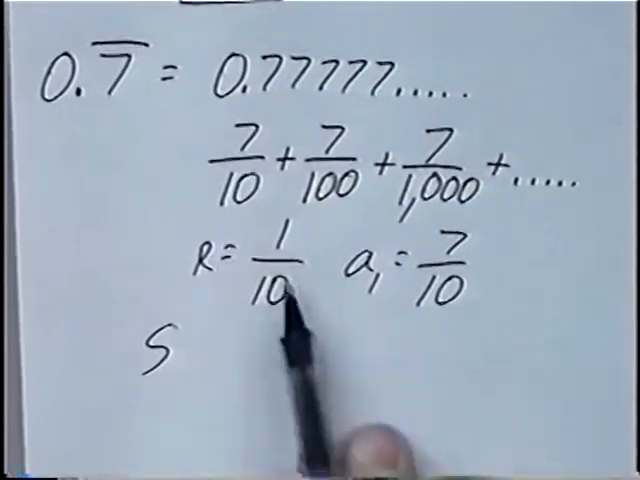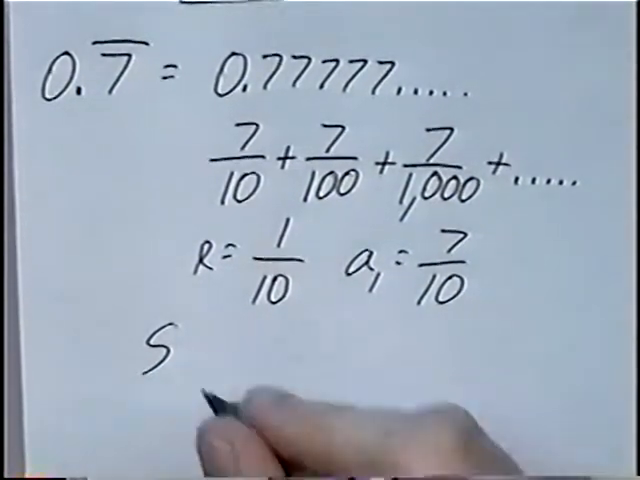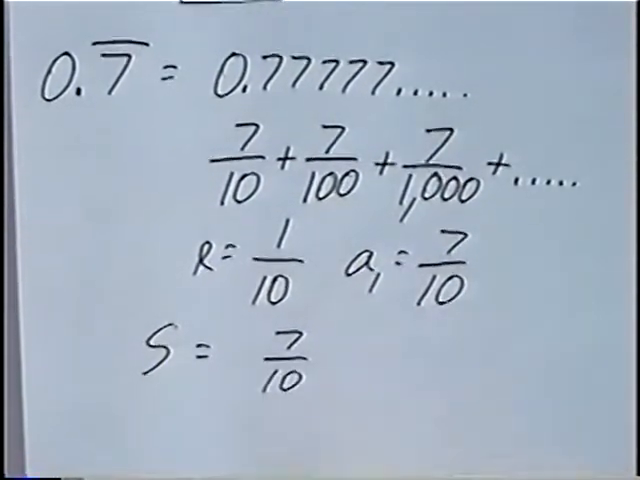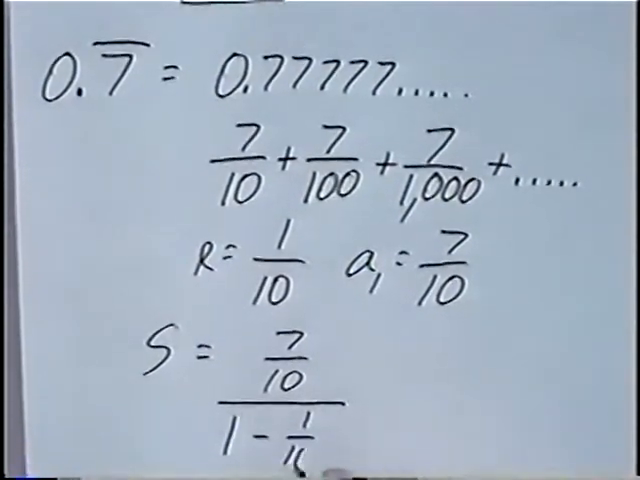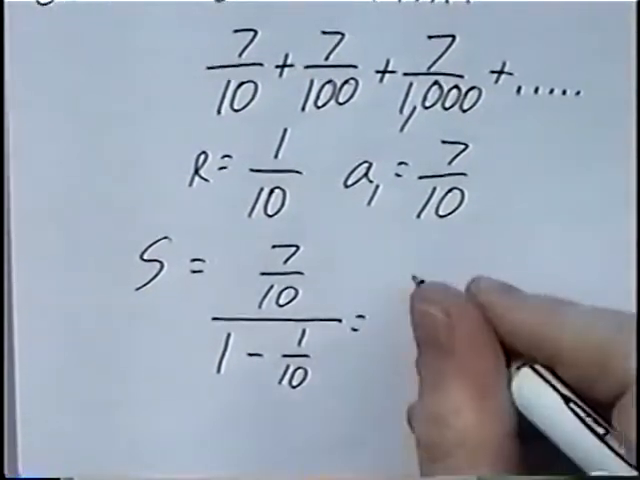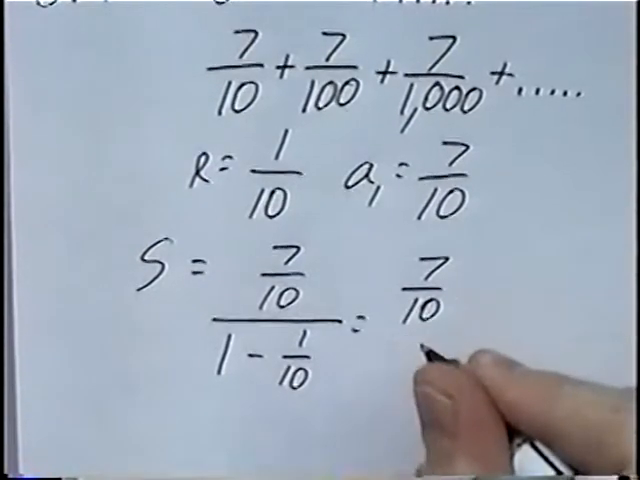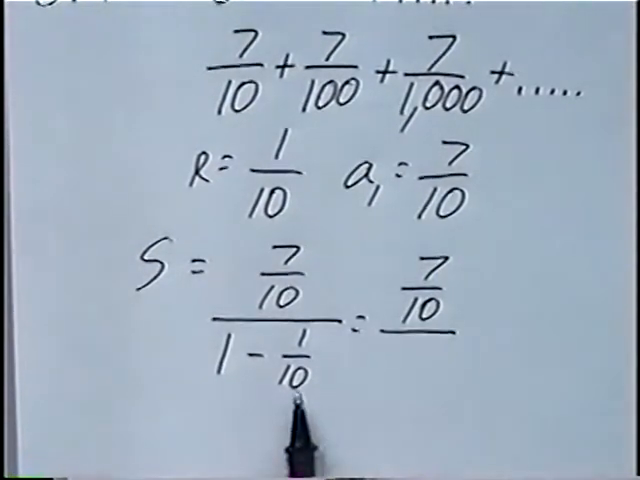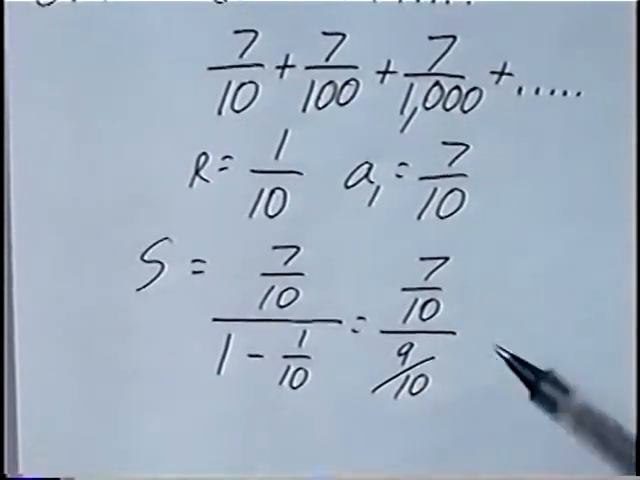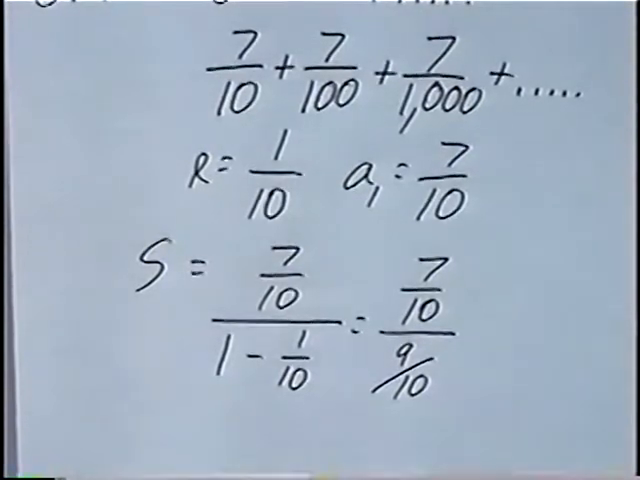The sum of the infinite geometric sequence equals A1, which is 7 over 10, divided by 1 minus r. In this case, r is 1 over 10. Solving from here, 7 tenths would stay the same. 1 minus 1 tenth would be 9 tenths. And we have 7 tenths divided by 9 tenths.